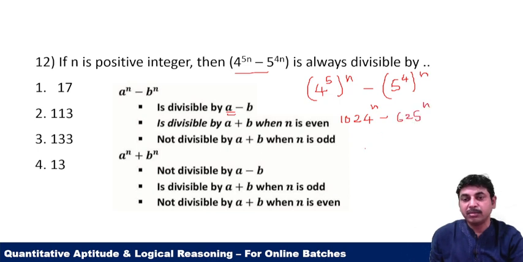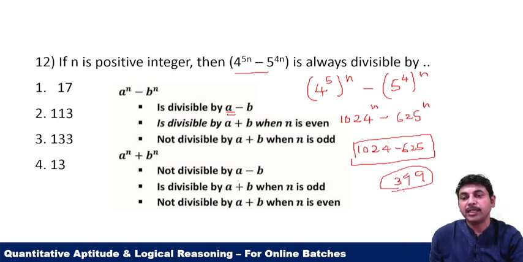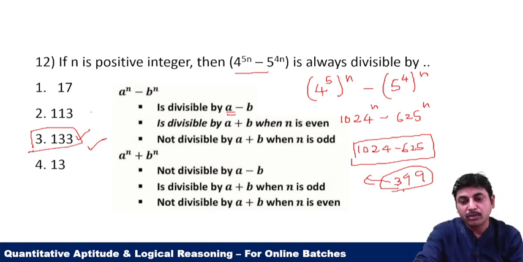Now this is divisible by 1024 minus 625. Okay, so take this subtraction. If you take this subtraction, this will be 9 carry 1, 9, and this will be 399. So this number is exactly divisible by 399. If it is divisible by 399, it should be divisible by the factors of 399. Look at the options. 133 is a factor of 399. So your answer is 133. So we have to use this rule very effectively.